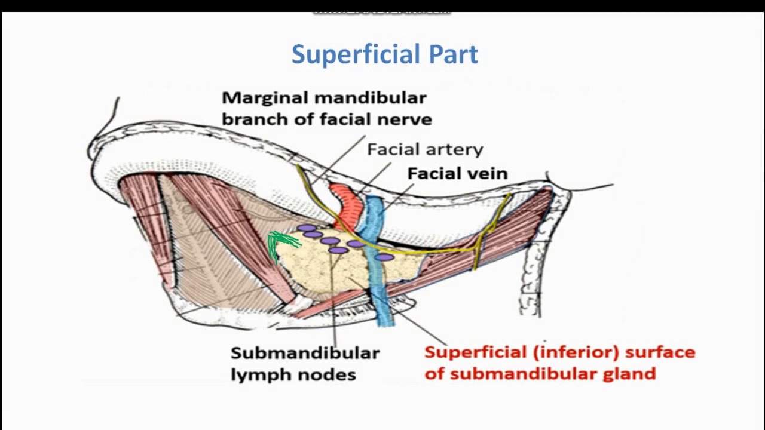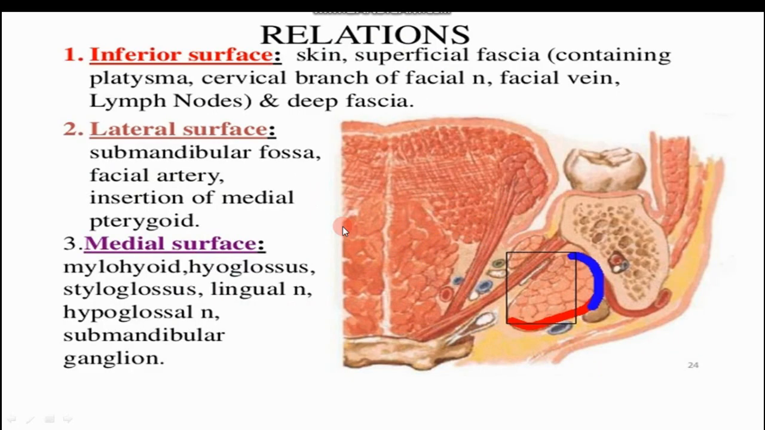This is related to, as you can see, the facial vein, and this nerve, which is a branch of the facial nerve, and the submandibular lymph node. The lateral surface is related to the facial artery. You can see how the facial artery crosses the base of the mandible. So it is related to the facial artery.